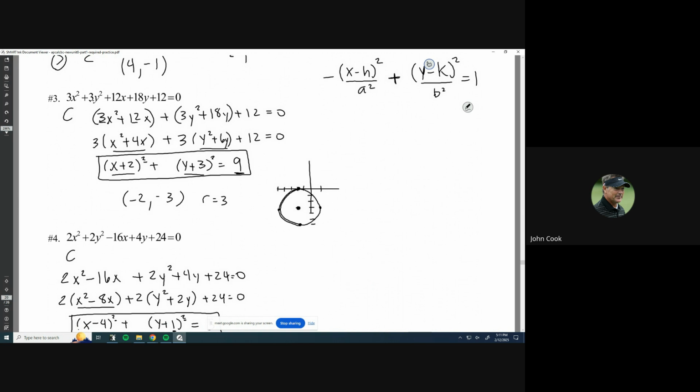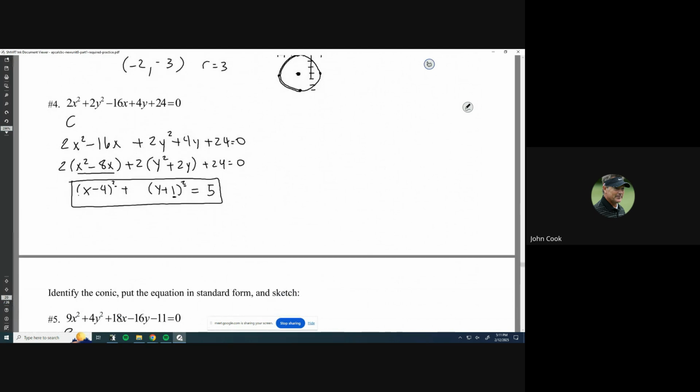That's all I need. For number 4, take the opposite of the numbers in the parentheses. So the x value would be +4 and the y value is -1. And then the radius is going to be equal to the square root of 5. That kind of sucks, but the square root of 5 is about 2.5-ish or 2.3 or something like that. So we'll just have to round it. It doesn't need to be perfect.